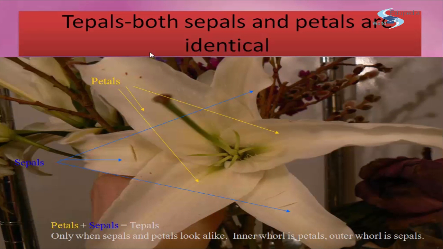Now tepals: when sepals and petals are identical, that is known as tepals. See, these are your petals. This is your petal and this is your petal. But this and this are your sepals. So when sepals and petals both are identical, that is known as tepals. Petals plus sepals is known as tepals, only when sepals and petals look alike, the inner whorl being petals and the outer whorl being sepals.